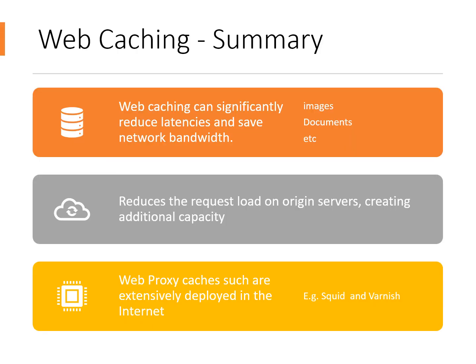So in summary, when used effectively, web caching can significantly reduce latencies and save network bandwidth. This is especially true for large items such as images and documents. Further, as web caches handle requests rather than the application services, this reduces the request load on origin servers, creating additional capacity. Proxy servers such as Squid and Varnish are extensively deployed on the internet.